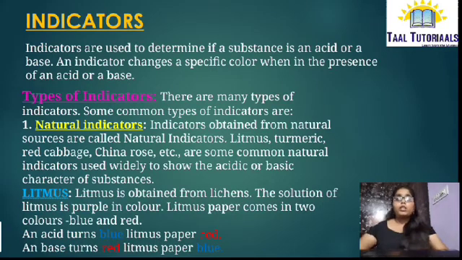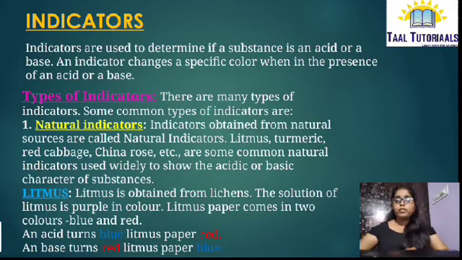Okay. Now, there are types of indicators also. There are many types of indicators. Some common ones we will know here. The first one is natural indicators. The name itself suggests that indicators obtained from natural sources are known as natural indicators, like litmus, turmeric, red cabbage, China rose, etc. These are some common natural indicators.